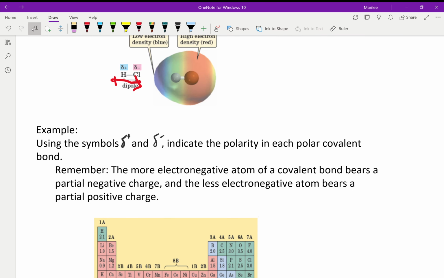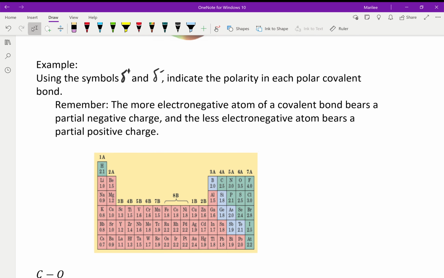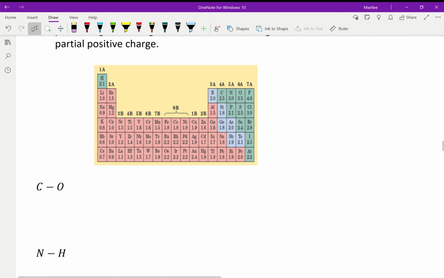So let me go over an example. It says here, using the symbols delta plus and delta minus, indicate the polarity of each polar covalent bond. Remember, the more electronegative atom of a covalent bond bears a partial negative charge, and the less electronegative atom bears a partial positive charge.